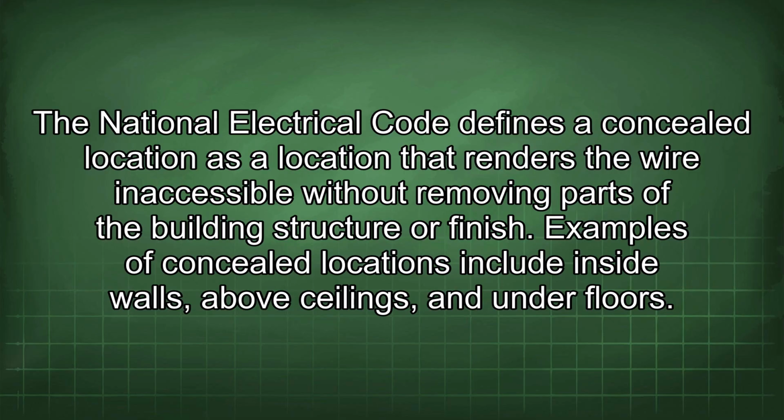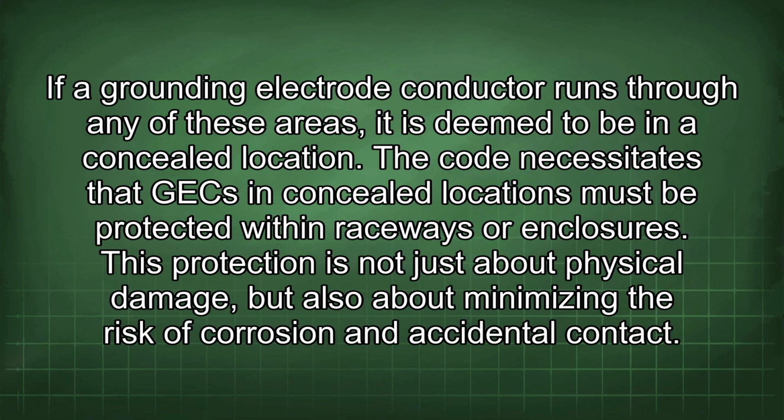The National Electrical Code defines a concealed location as a location that renders the wire inaccessible without removing parts of the building structure or finish. Examples of concealed locations include inside walls, above ceilings, and under floors. If a grounding electrode conductor runs through any of these areas, it is deemed to be in a concealed location. The code necessitates that GEC in concealed locations must be protected within raceways or enclosures. This protection is not just about physical damage, but also about minimizing the risk of corrosion and accidental contact.